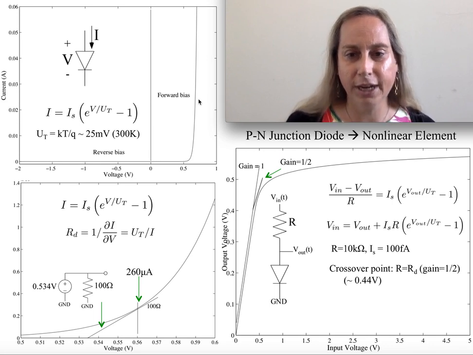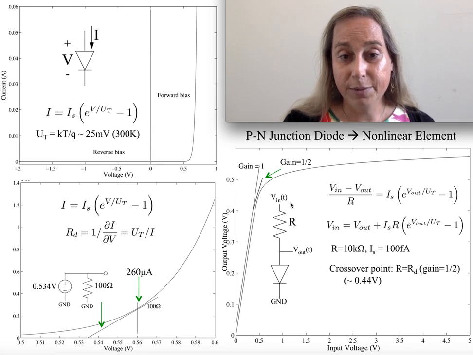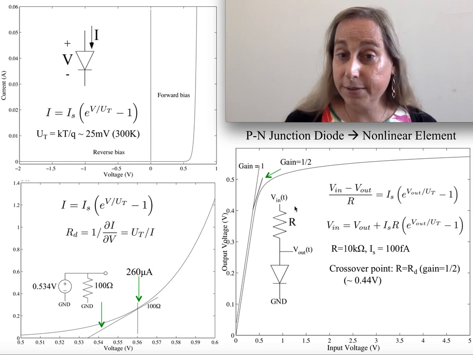The classical circuit that you run into with this, and you see this all the time, is what happens if I have an input voltage with a resistor and a diode here. What does that output voltage look like as a function of input voltage? That seems like a very reasonable question. And by the way, this is a very classic circuit.